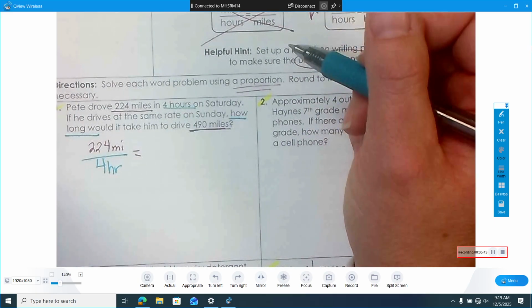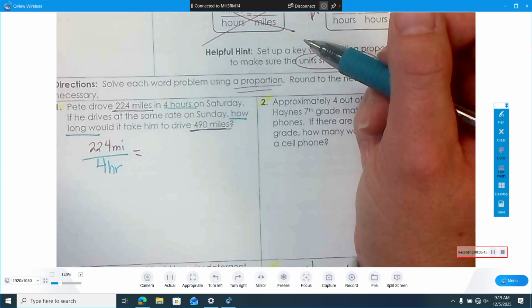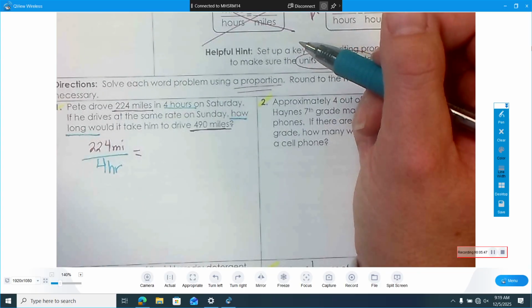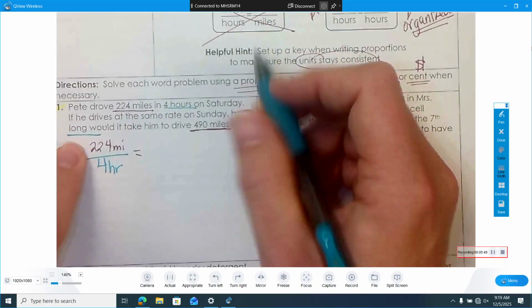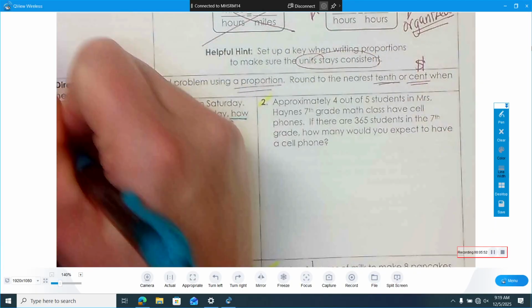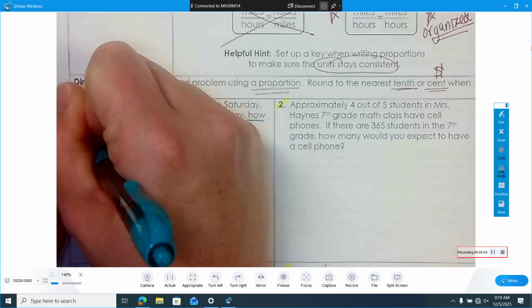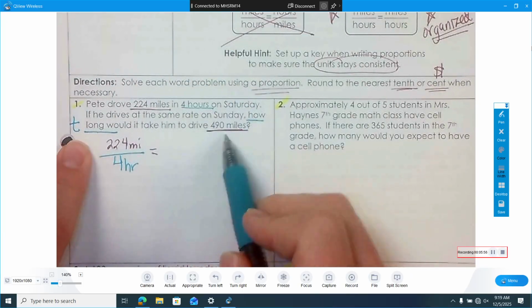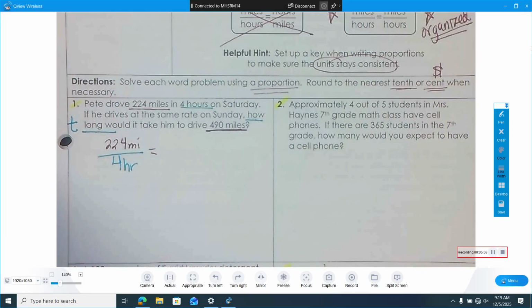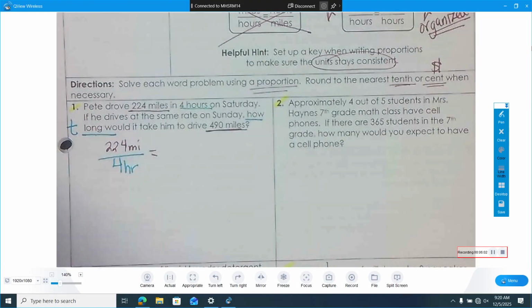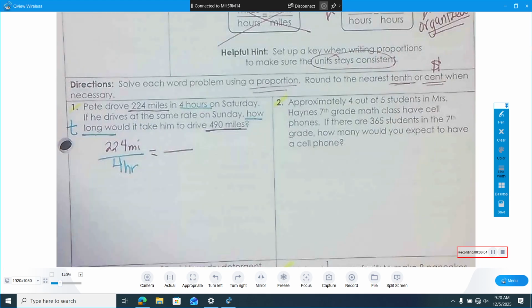What do they mean? What are they asking us to figure out when they say how long would it take him to drive? The time, yes. When they say how long, we're actually asking us to find the time it would take him to drive 490 miles. So I have another fraction on this other side.